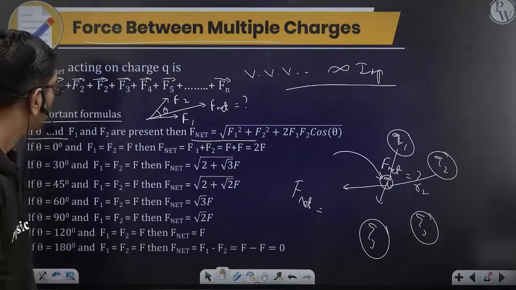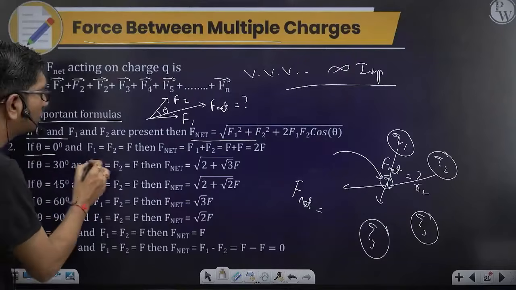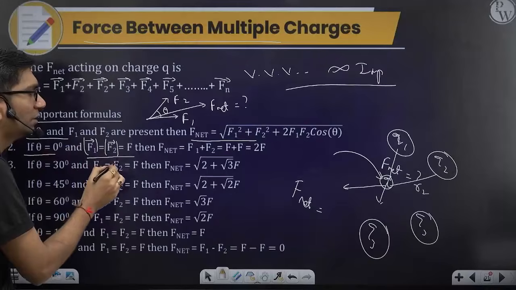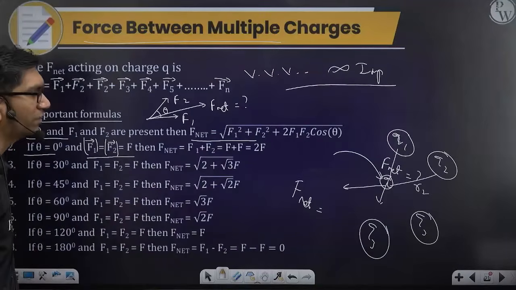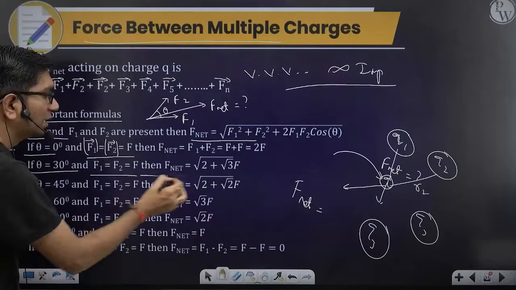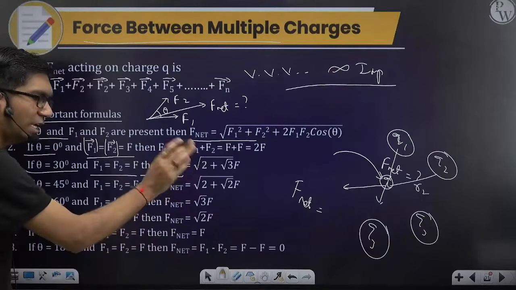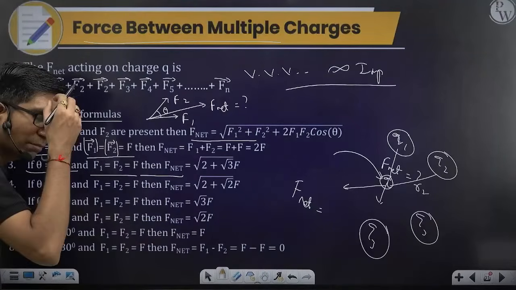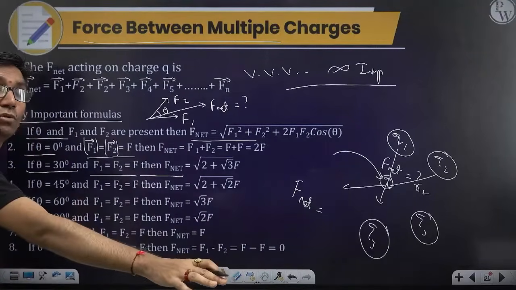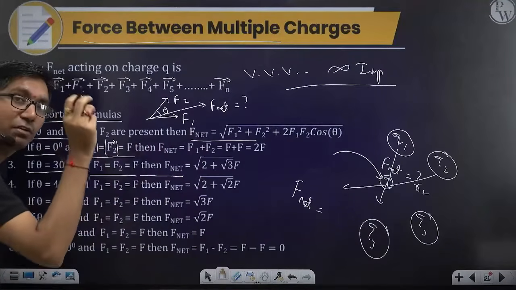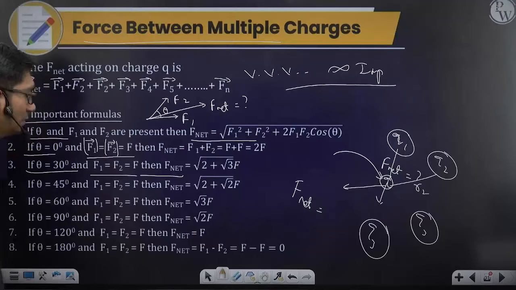Chalo, if theta equals 0 and the forces are same, then the net force becomes 2F. If theta equals 30 degrees and F1 equals F2 equals F, then the net force becomes root (2 plus root 3) into F. Remember all these formulas, beta. Then only I am giving a guarantee for you. You are able to solve this type of numericals in 40 seconds, okay? But only if you remember this one.